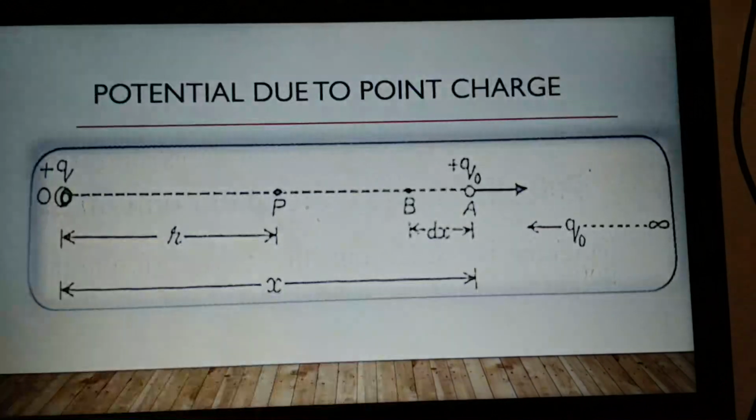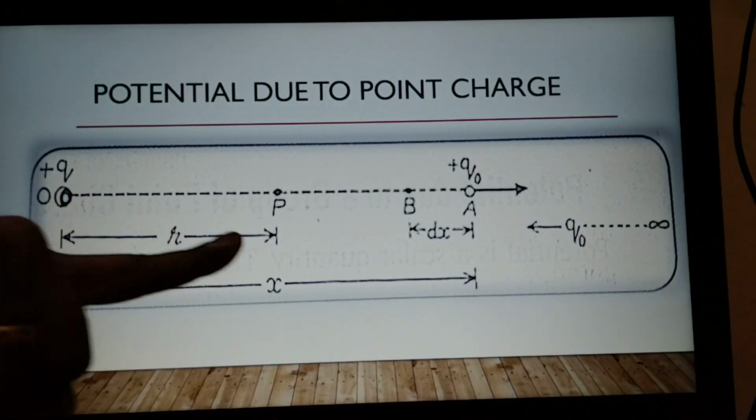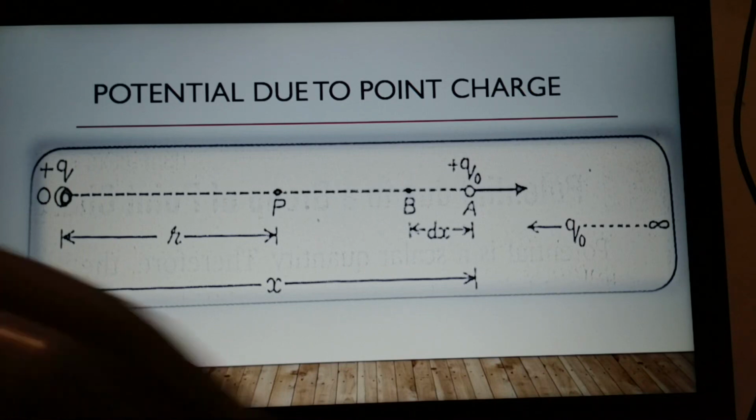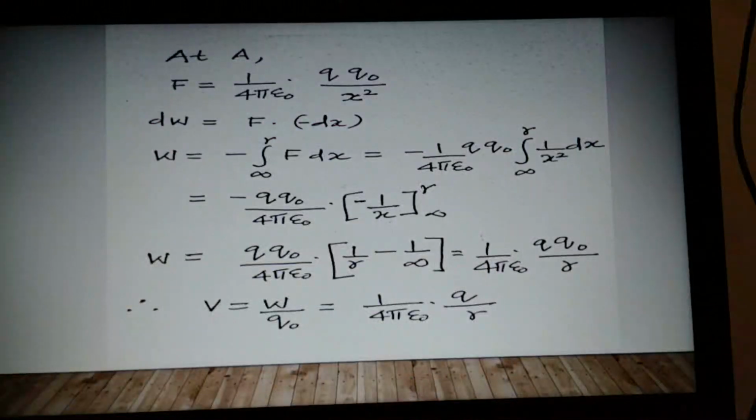What is R there? R is the distance from the source charge to the required point. So the work required to bring Q0 amount of charge from infinity to the required point P is got as W, which is equal to 1 by 4 pi epsilon 0 Q0 divided by R. Is that the potential?